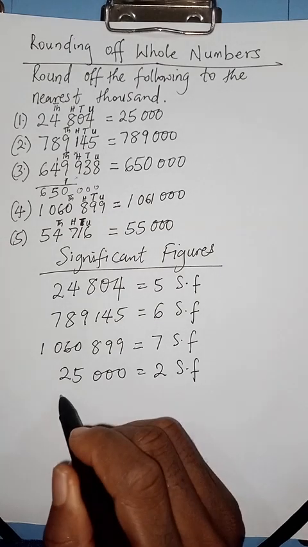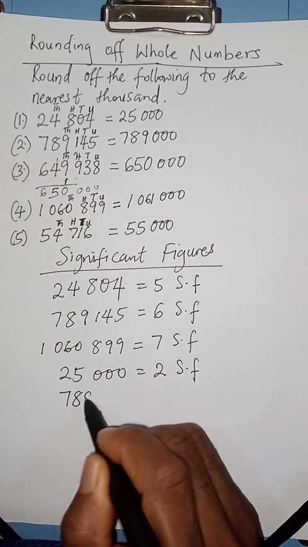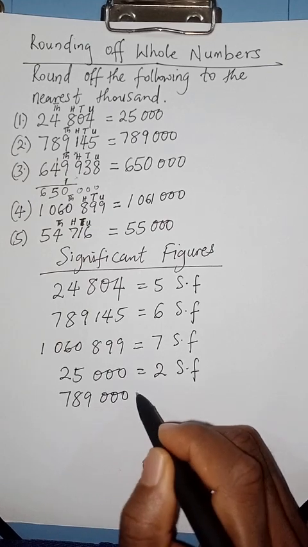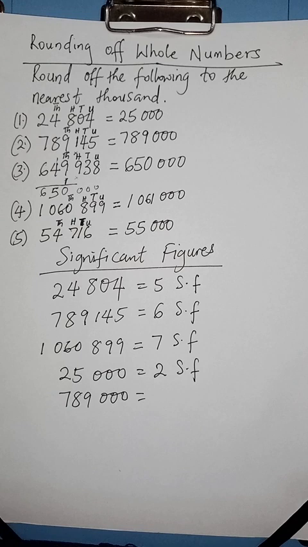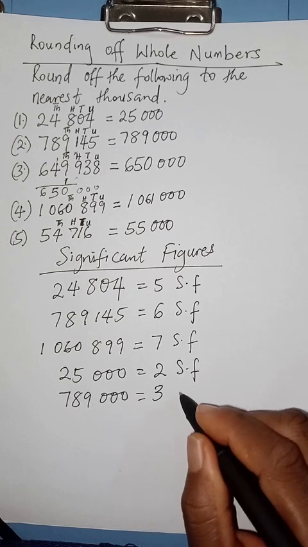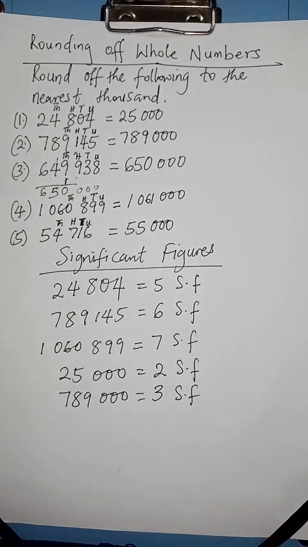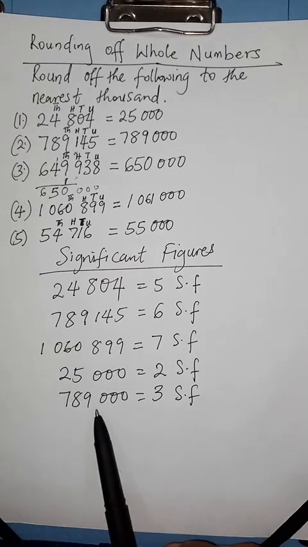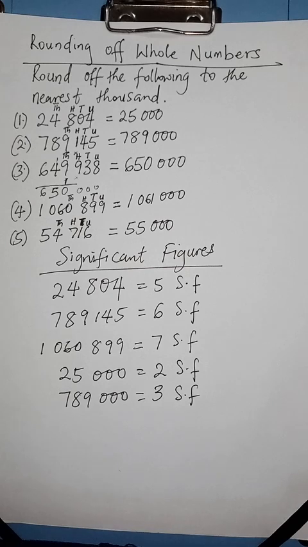Let's look at another example. I have 789,000. How many significant figures are here? Did you say 3? If you say 3, you are correct. Again, 789 are the significant figures. The other zeros are insignificant. They are not considered significant figures.